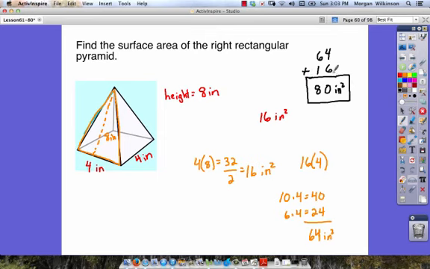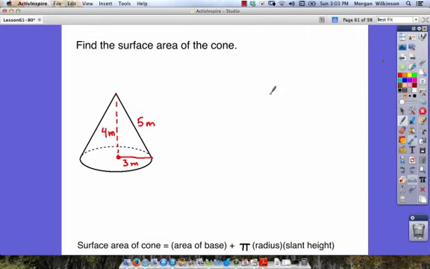We also need to be able to look at the surface area of a cone. That's our last problem for this lesson. Find the surface area of the cone. Now, the surface area of a cone, you can see the formula is equal to the area of the base plus pi times the radius times the slant height. Radius is often abbreviated r, slant height is often abbreviated L. And the slant height is our diagonal distance here. In this case, it's 5 meters.